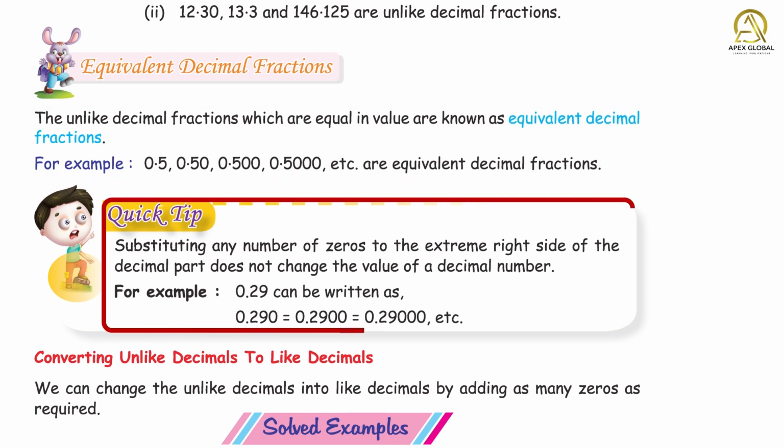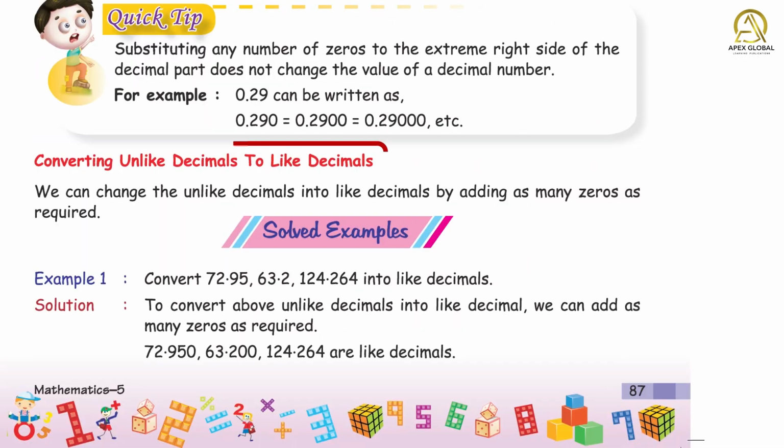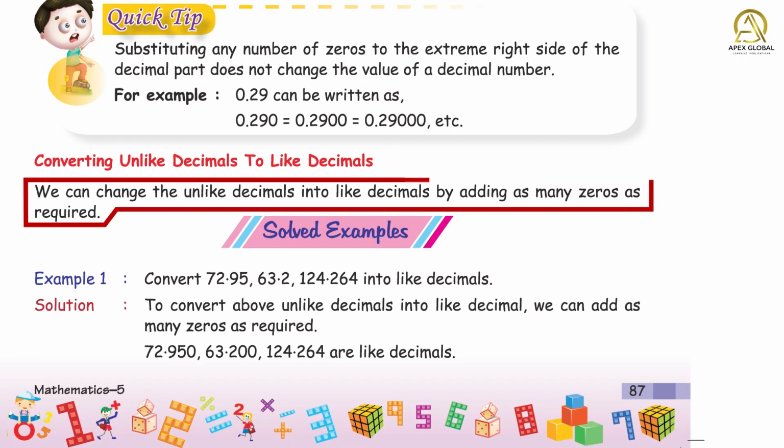Quick tip: adding any number of zeros to the extreme right side of the decimal part does not change the value of a decimal number. For example, 0.29 can be written as 0.290, 0.2900, 0.29000, etc. Converting unlike decimals to like decimals: we can change unlike decimals into like decimals by adding as many zeros as required.